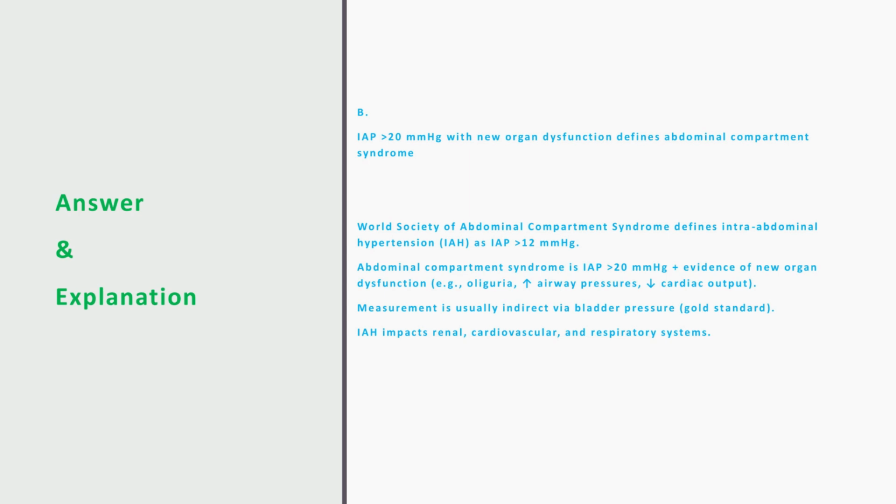Explanation. World Society of Abdominal Compartment Syndrome defines intra-abdominal hypertension, IAH, as IAP greater than 12 millimeters of mercury. Abdominal compartment syndrome is IAP greater than 20 millimeters of mercury plus evidence of new organ dysfunction, for example, oliguria, airway pressures, cardiac output. Measurement is usually indirect via bladder pressure, gold standard. IAH impacts renal, cardiovascular, and respiratory systems.